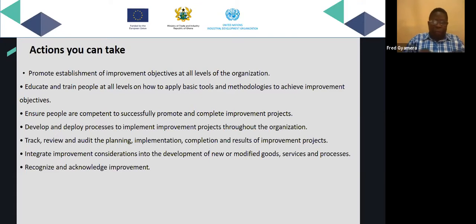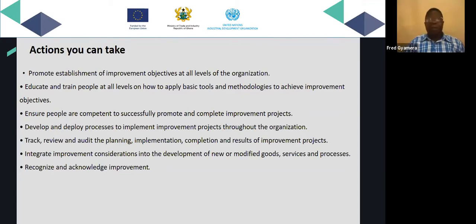Develop and deploy processes to implement improvement projects throughout the organization at all levels. That's why I said the leadership at all levels. Track, review, and audit the planning and implementation. That is a full cycle. You plan, you deploy or implement the plan, you evaluate that, you check, and you find out what to do. Do the corrections. That is the PDCA cycle, the Deming Quality System cycle.